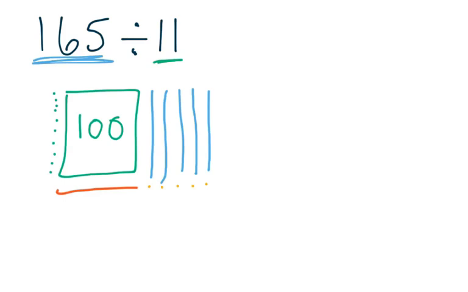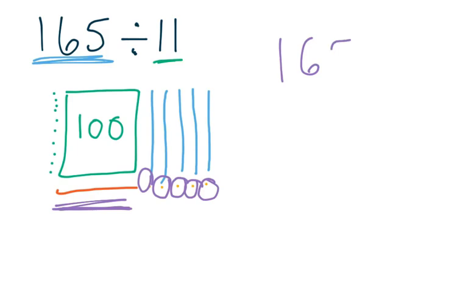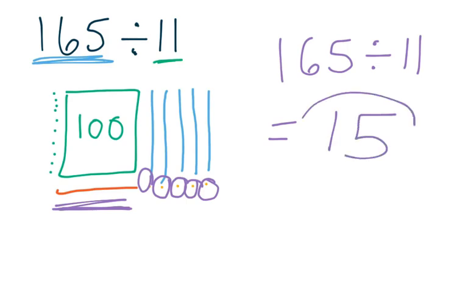Now we're going to count how many rows of 11 we've made. We know that in our hundreds block, we have 10. So 10, 11, 12, 13, 14, 15. So that means 165 divided by 11 will give us 15.